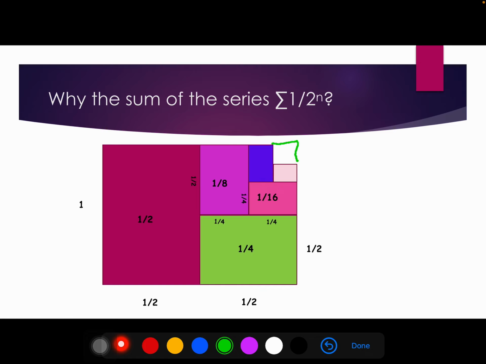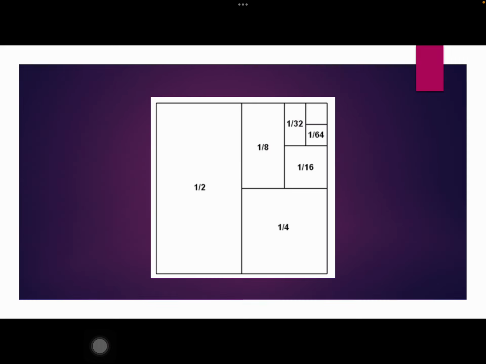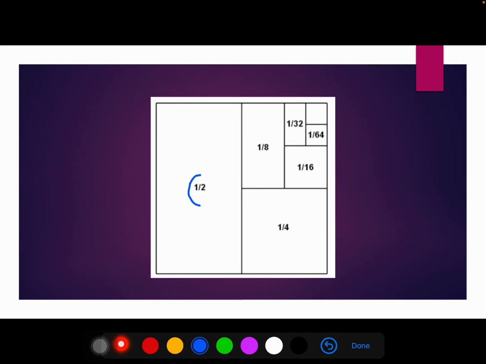So the idea is we will keep on adding. Here we'll add another rectangle, then another square, then another rectangle, then another square, and so on. You can keep doing this infinitely many times. So what will happen? Ultimately, you will have a situation like this. We have 1 by 2, 1 by 2 square, 1 by 2 cube, 1 by 2 raised to power 4, 1 by 2 raised to power 5, 1 by 2 raised to power 6, and so on. The original side was 1 and this is also 1.